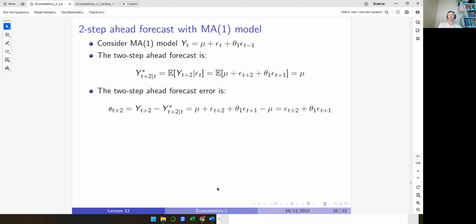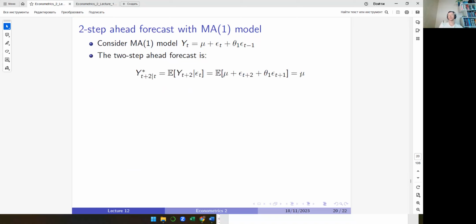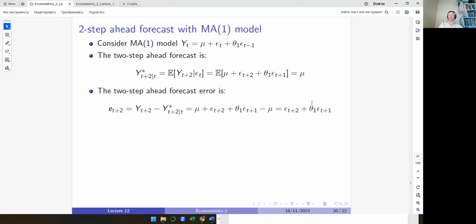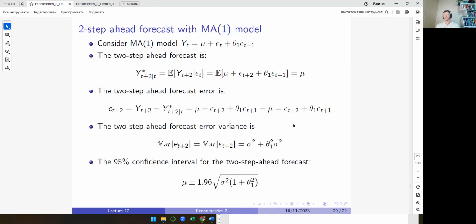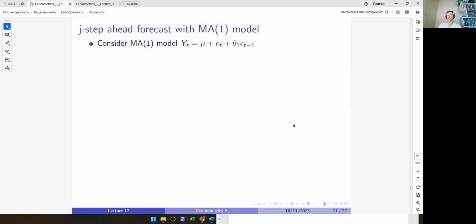For two-step ahead forecasts, we immediately converge to mu. So for the MA model, this is very simple. After we pass the order of the MA, the forecasts converge immediately to mu, just the mean value of this series. And the error is just the leftovers from the model, so these parts. The variance would increase, of course, and the 95% confidence interval would also expand.